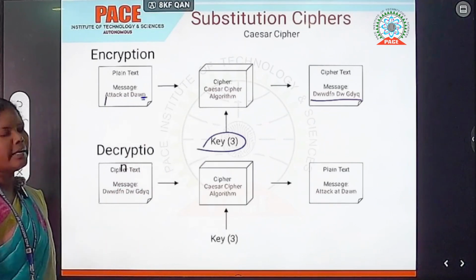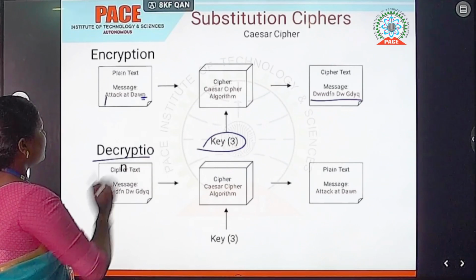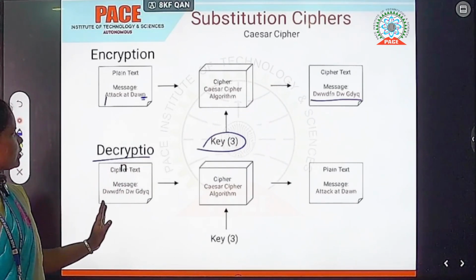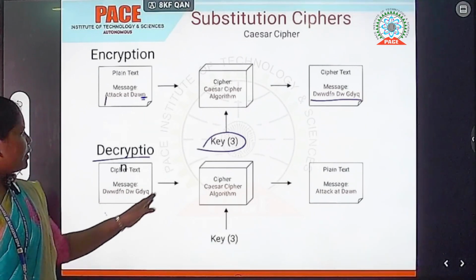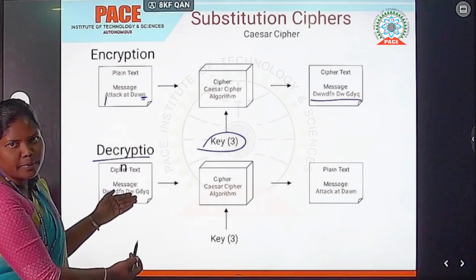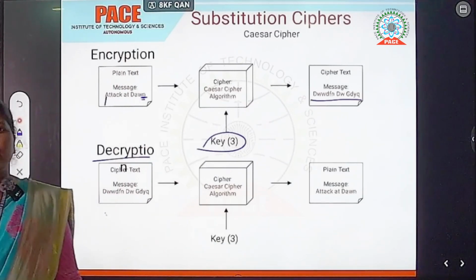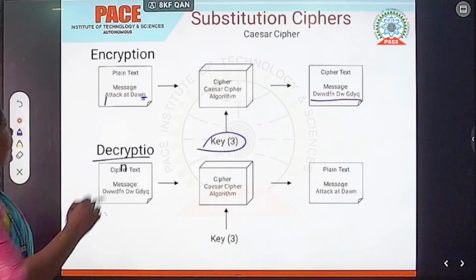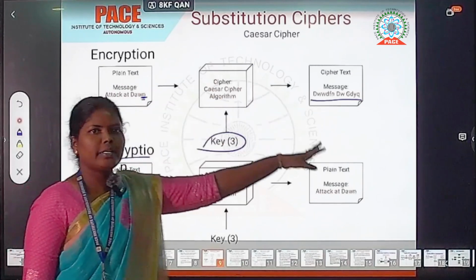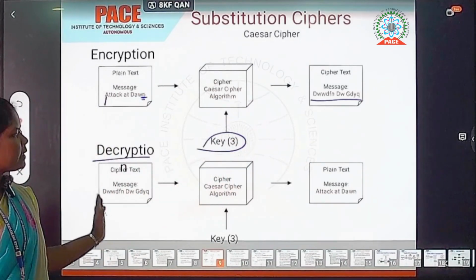This is the decryption process. In this decryption process, we have ciphertext. Ciphertext will go to the decrypt. Encrypt is this one. This one is decryption. In decryption, the input is ciphertext. In encryption, the input is plain text and the output is ciphertext, and again in the decryption process, the input is ciphertext and the output is the plain text.